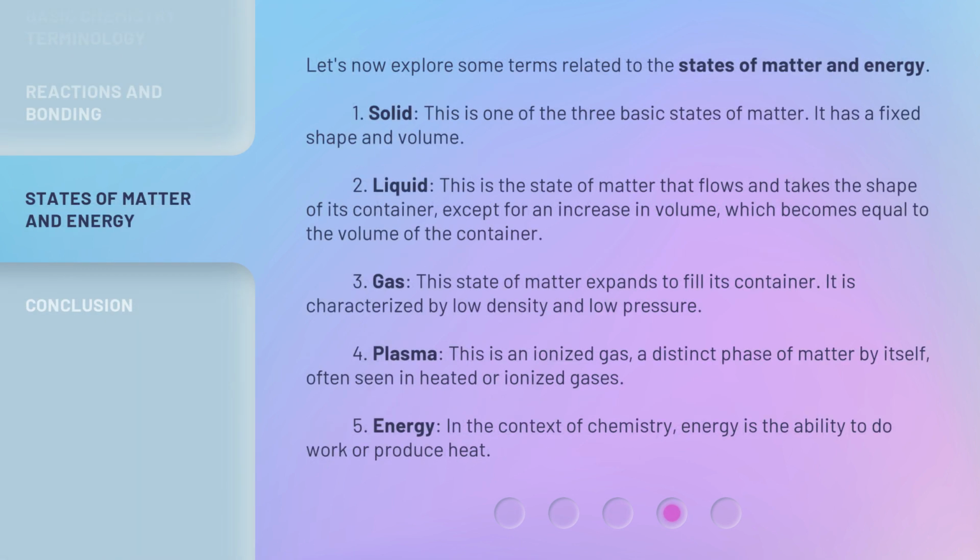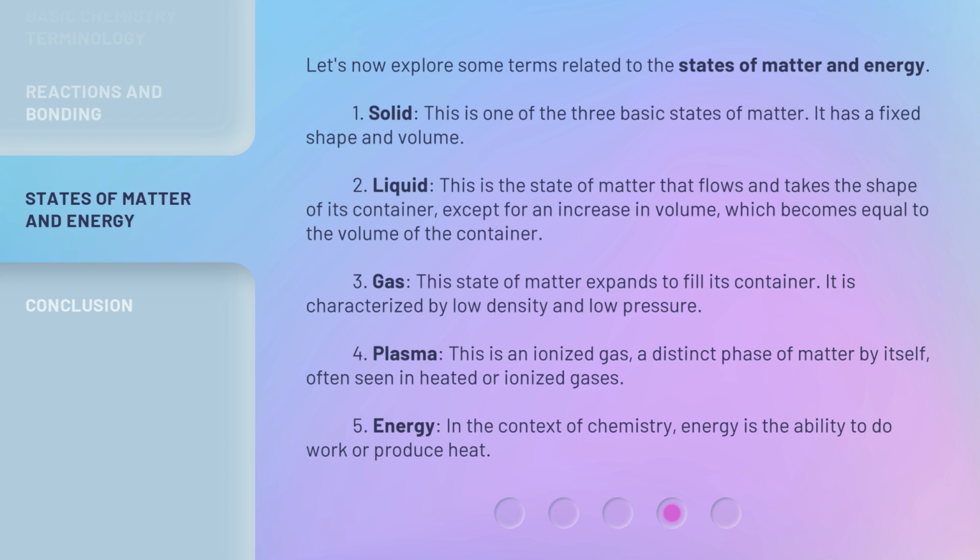Let's now explore some terms related to the states of matter and energy. 1. Solid. This is one of the three basic states of matter. It has a fixed shape and volume. 2. Liquid. This is the state of matter that flows and takes the shape of its container, except for an increase in volume, which becomes equal to the volume of the container.